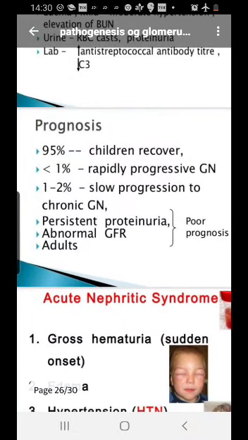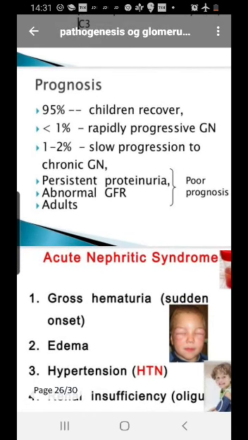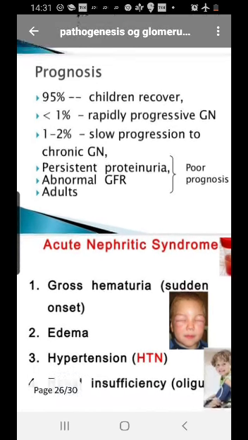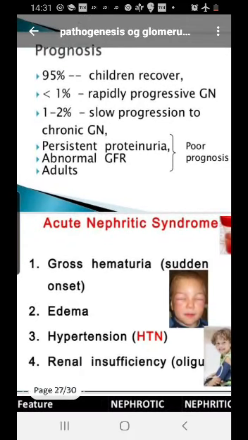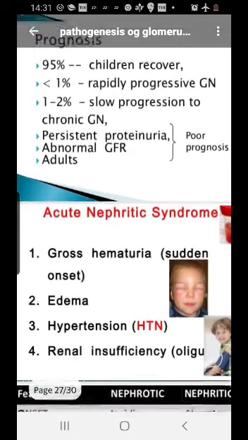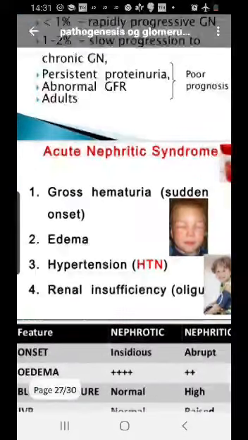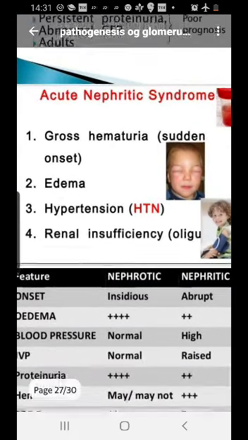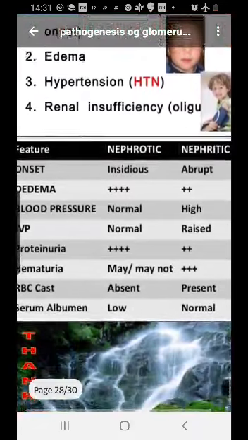So for prognosis, 95% of the patients or the children recover, but in the elderly they may progress to rapidly progressive glomerulonephritis or chronic glomerulonephritis. But if the patient has persistent proteinuria and abnormal GFR as adults, it usually carries a poor prognosis. So these are the things which we have already discussed.